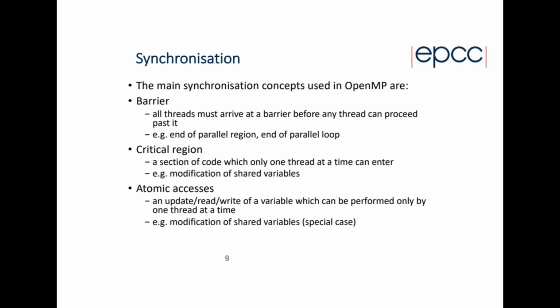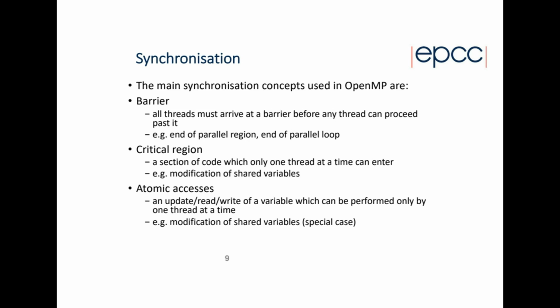Okay, so we talked about the importance of synchronization earlier on to avoid race conditions. So the main ones that are available to us in OpenMP are these ones. So the principal one that we use all the time is a barrier. A barrier is a full synchronization point between all the threads in a parallel region.